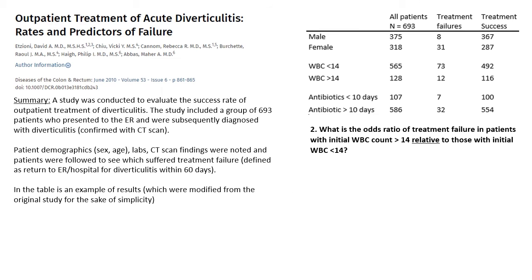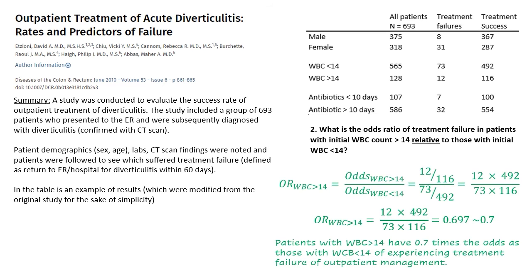Question 2. What is the odds ratio of treatment failure in patients with initial white counts over 14 relative to those with initial white counts under 14? For this question, we calculate the odds ratio like so, and obtain an odds ratio of 0.7, which can be interpreted as patients with a white count of over 14 have 0.7 times the odds of experiencing treatment failure of outpatient management as those with a white count of under 14.